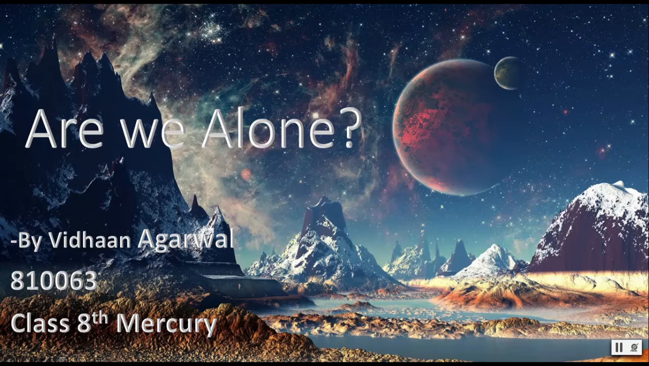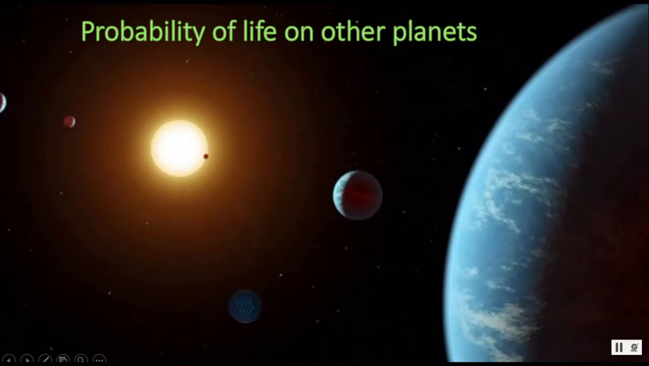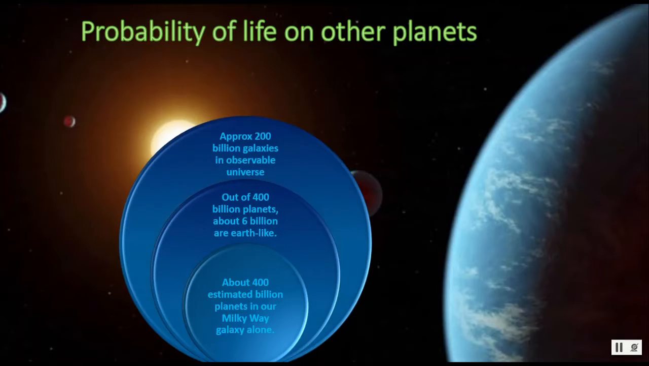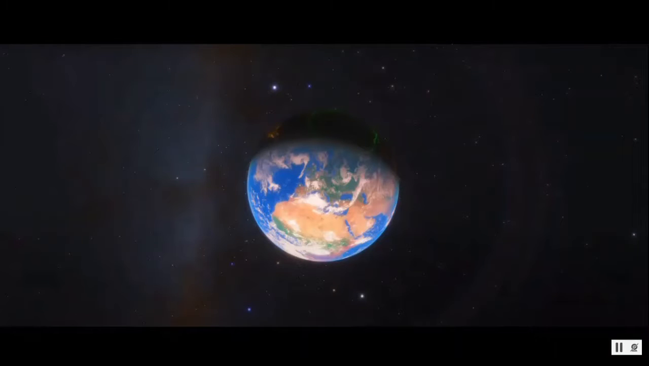Are we alone? So let's get started. Probability of life on other planets. There are about 400 billion estimated planets in our Milky Way galaxy alone. So there are about 10 to the power 24 planets in the observable universe. Let's feel this number now.